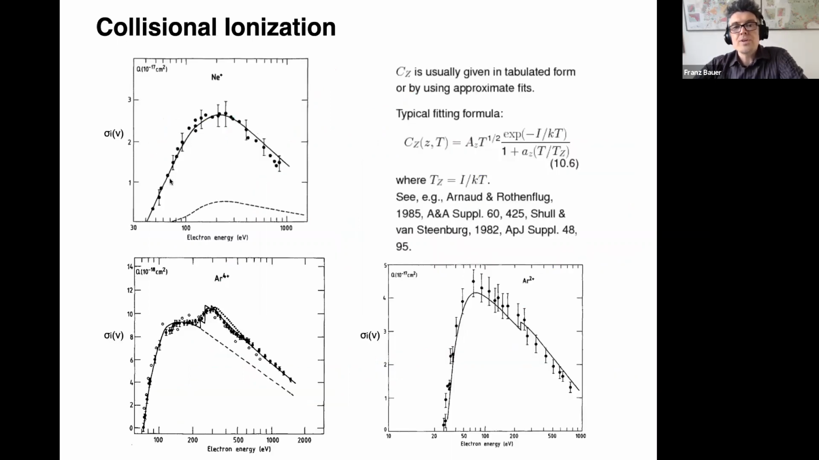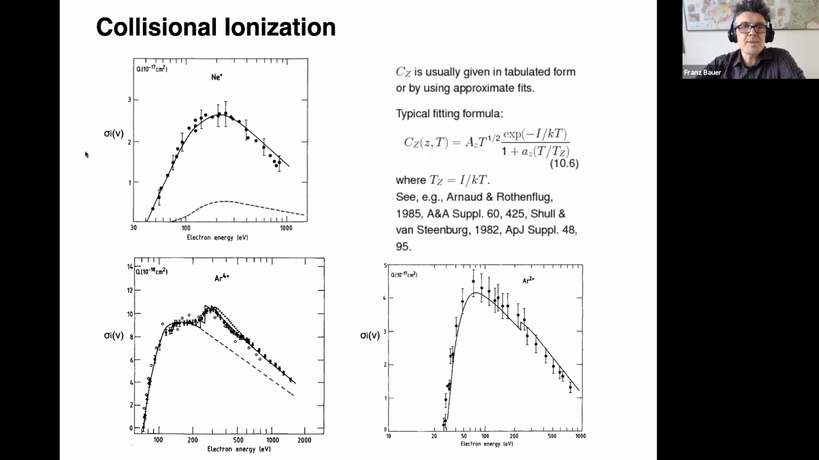Again, you can calculate this in the lab, or you have tabulated formulas. There's an approximate formula for the collisional ionization rate that goes as this function here. You have some normalization. It's based on the square root of the temperature, or the velocity, and then it has an exponential related to the ionization potential divided by the temperature, and then this extra functional form, which has some of the atomic physics in it. And you can look up the values here for these things.